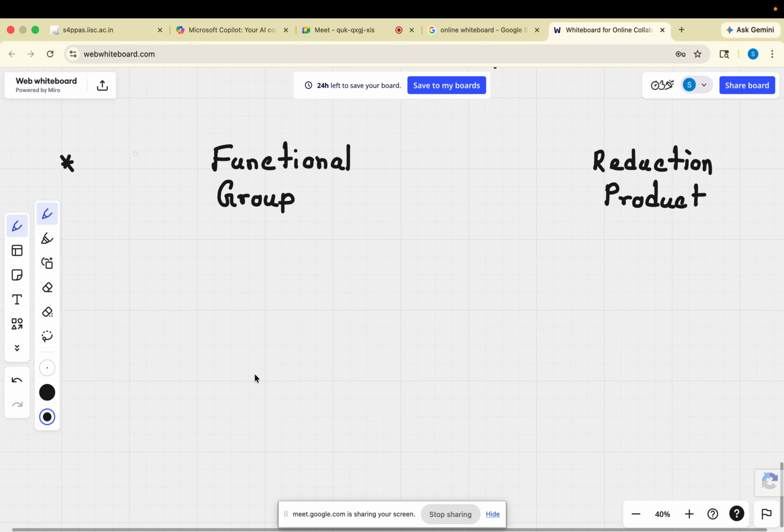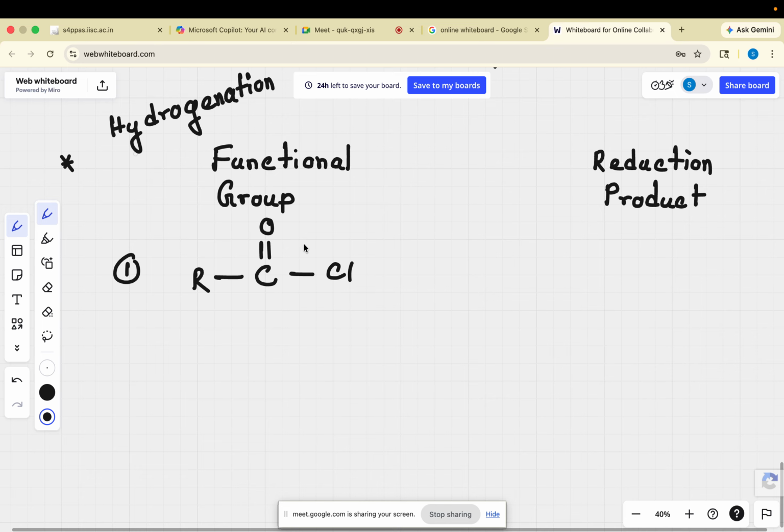Reduction product. Suppose you have a functional group, and we are doing hydrogenation. Suppose you have acid chloride. What will happen in hydrogenation? Attach one hydrogen this side, one hydrogen this side. So what you will get? You will get aldehyde. HCl is the byproduct, no need to write down the HCl.